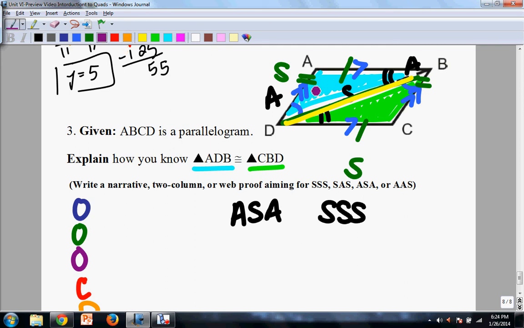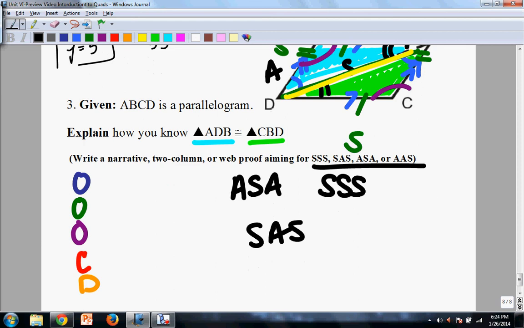Because opposite angles are congruent, that would give us an angle here. That would easily give us side, angle, side. In all honesty, all four could have been used. You just have to be able to justify your answer with an explanation.